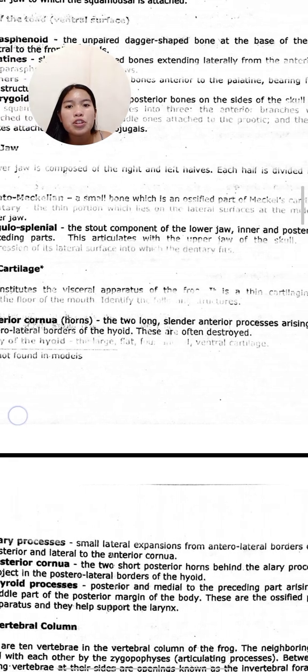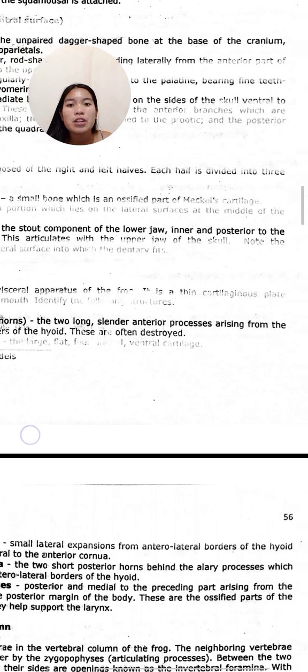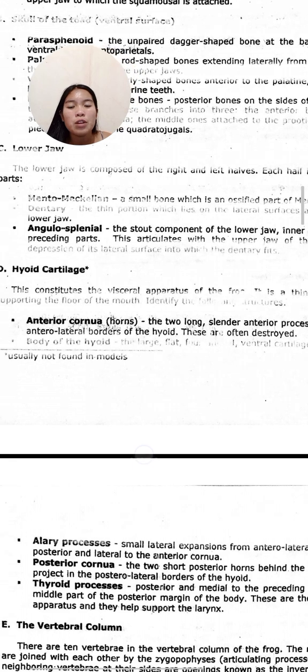Dentary is the thin portion which lies on the lateral surfaces of the middle of the lower jaw. So, ang dentary is the anterior, in another definition, it is the anterior bone of the lower jaw which bears the teeth. In mammals, it forms the whole of the lower jaw. So, ang dentary is anterior bone sa lower jaw na siya nga part, which is nag-bear sa teeth in mammals. Nag-form siya og whole lower jaw.